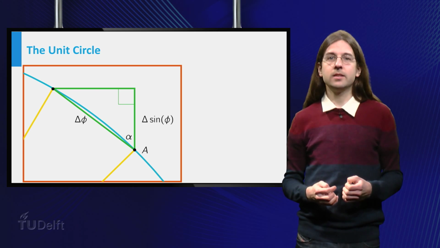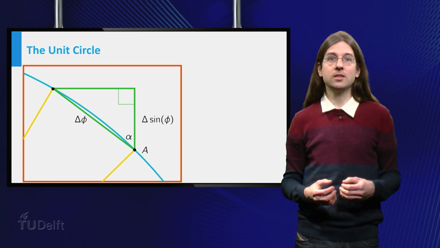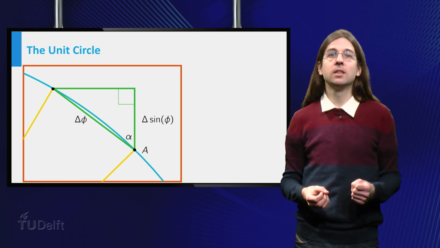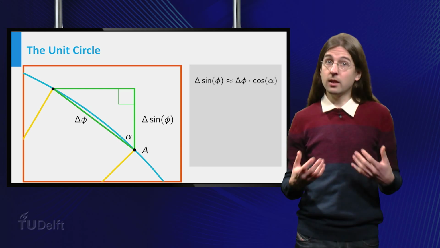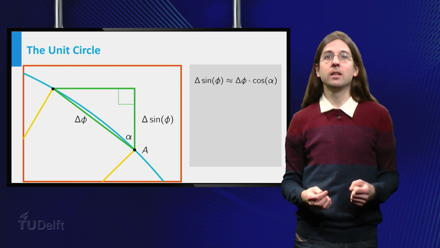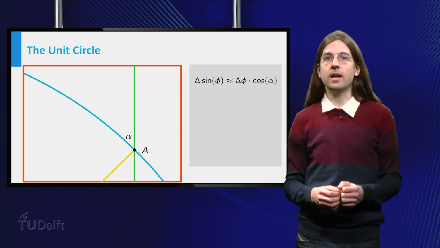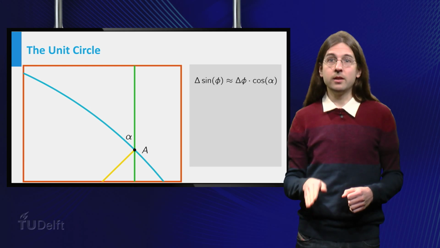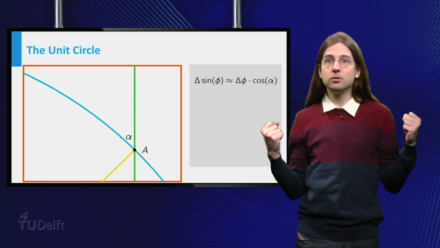This straight line is the hypotenuse of a right-angled triangle, one of whose sides is a change in y-coordinate. The change in y-coordinate can then be expressed as the length of the hypotenuse times the cosine of alpha, which approximately equals delta phi times cosine of alpha. It remains to find the angle alpha at A, which is the angle between a vertical line and the tangent line to the circle. Let us zoom out again to determine alpha.